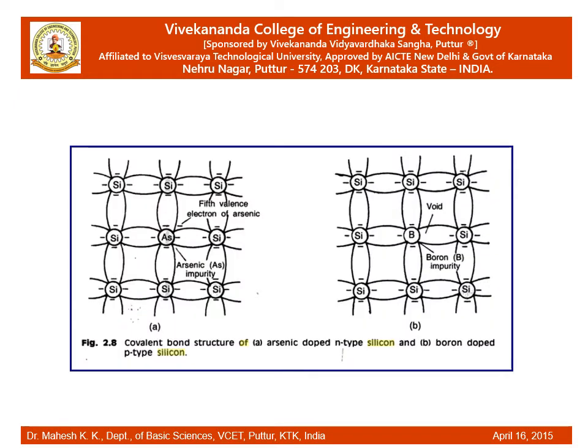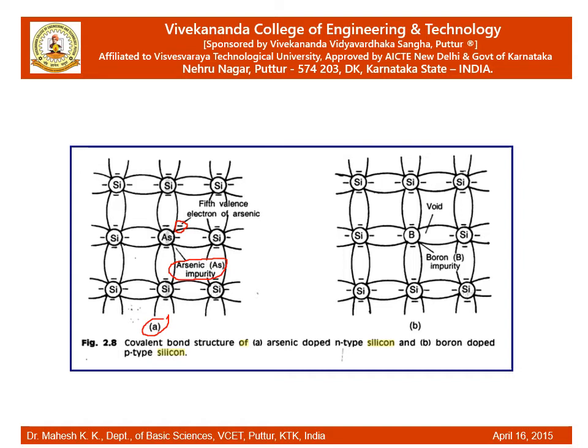This slide presents a picture of the previous explanation. This is for n-type, and as you could see, arsenic has been doped. Arsenic is the impurity that is doped, and there is an excess electron, as you could see here. This is how an n-type semiconductor is produced.